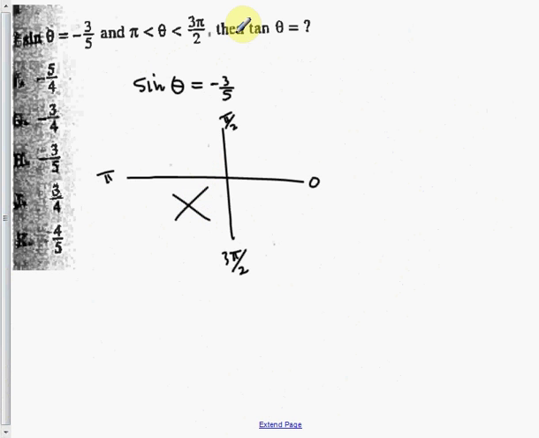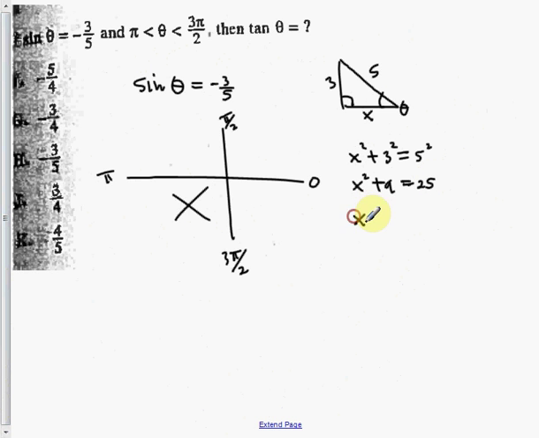Then it says, what is tangent? Well, I use the Pythagorean theorem to just calculate those sides. If I know that sine theta, if theta is here, 3 is the opposite over the hypotenuse 5, then I need to find this leg here. So x squared plus 3 squared is equal to 5 squared. So x squared plus 9 is equal to 25. So x squared is 16. X is equal to 4.